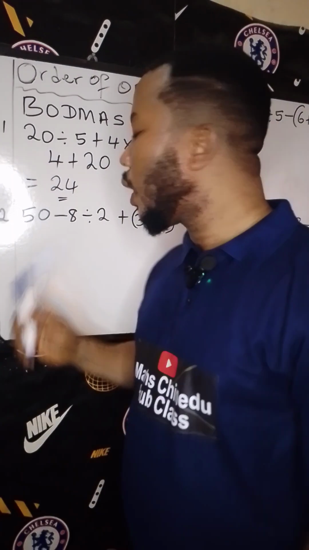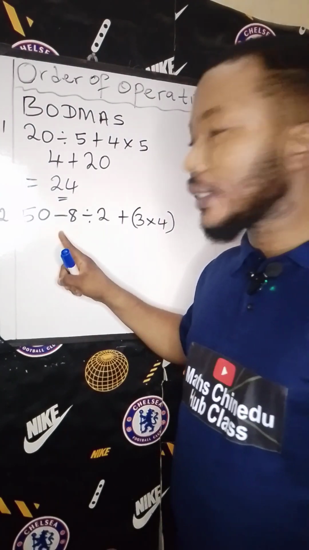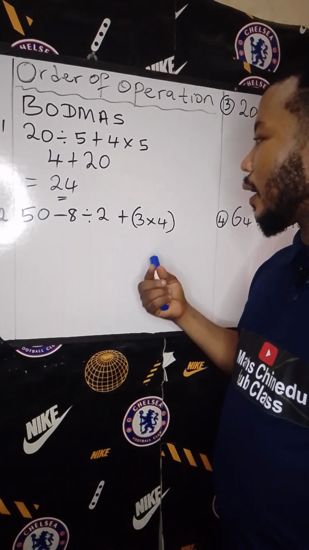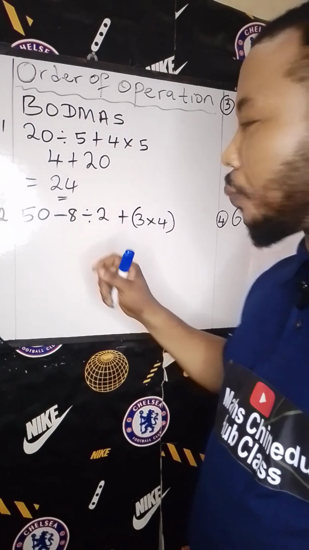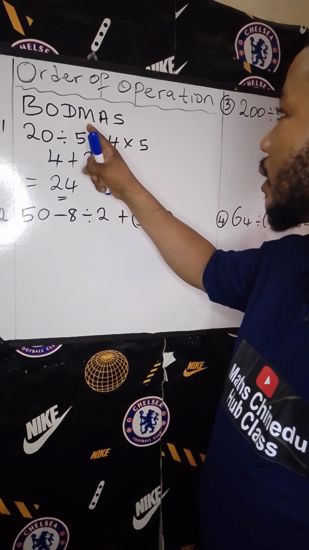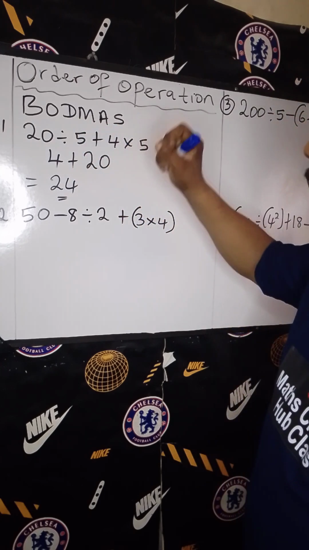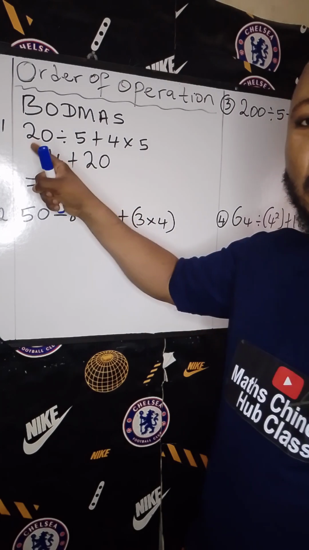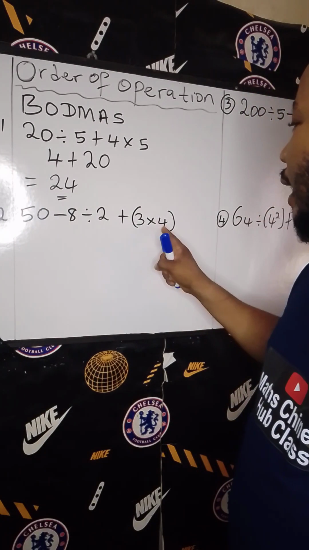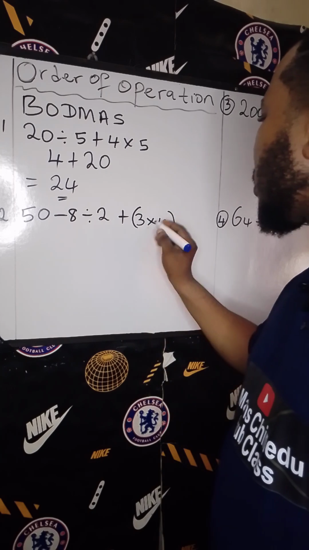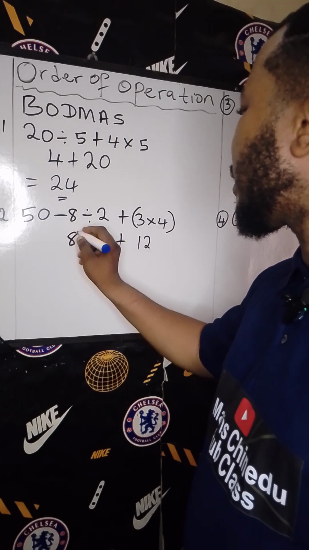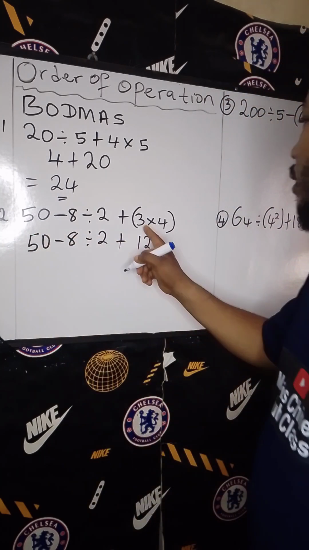The same thing with question 2. Question 2 says 50 minus 8 divided by 2 plus, in bracket, 3 times 4. You might say 50 minus 8, but that is wrong. First, we have to do the bracket. That's why I say BODMAS: brackets, of, division, multiplication, addition, and subtraction. In question 1 there was no bracket, but because we have a bracket here, we solve it first. 3 times 4 gives us 12. You bring your 12 and bring the others down.